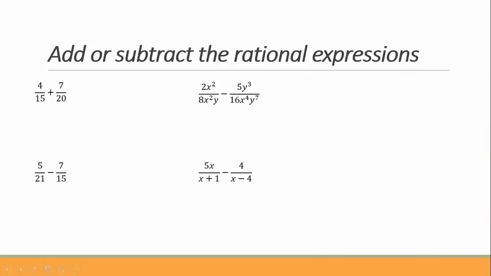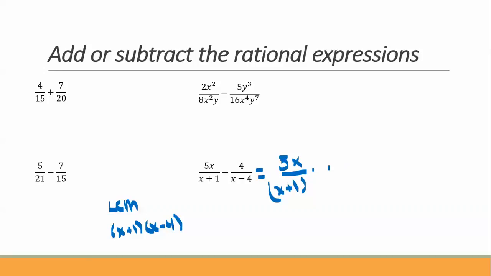And then our last problem. Remember, we found out that the least common denominator of x plus 1 and x minus 4 is x plus 1 times x minus 4. So to find our fraction and simplify, we want to do 5x over x plus 1, and we need to multiply that by x minus 4 over x minus 4.